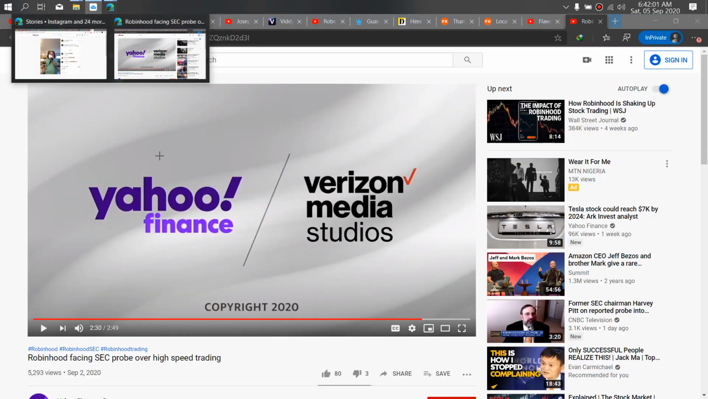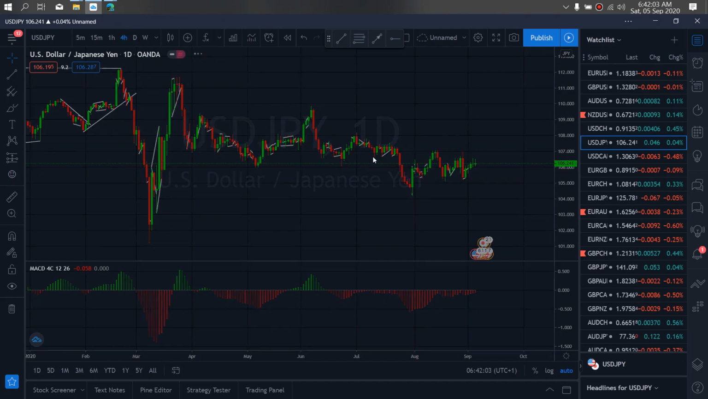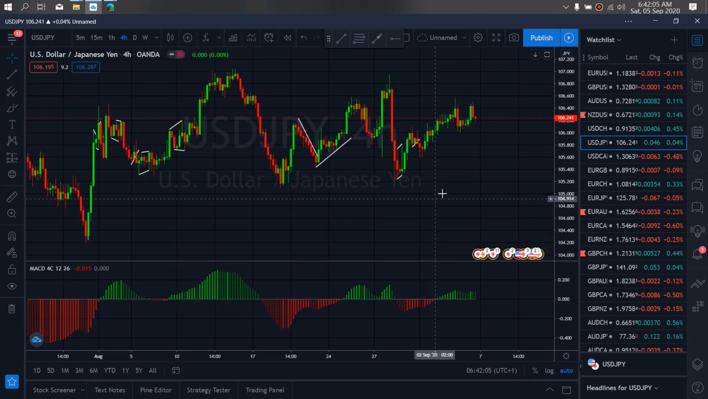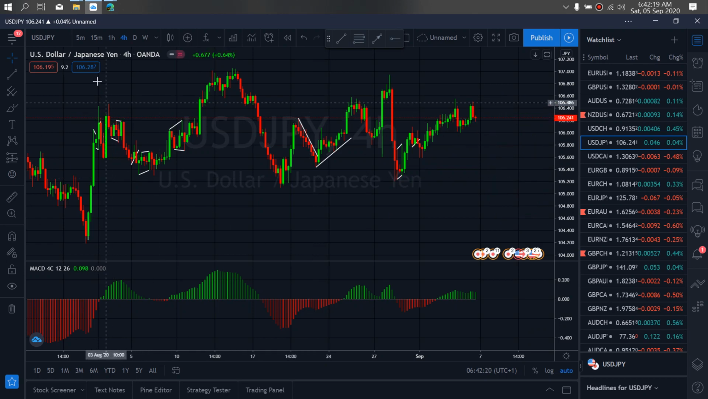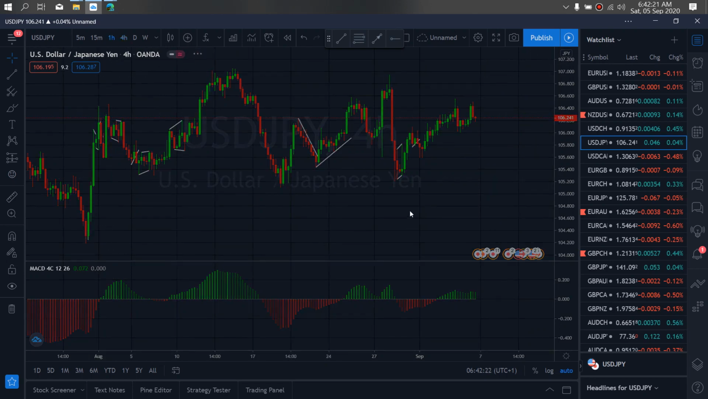We zoom to the 4-hour time frame. On the 4-hour time frame, we want to watch for that potential. This can be a flat and they will retest this top before they come back down. So we want to watch for this sell setup on dollar yen for this week. We zoom to the 1-hour time frame.